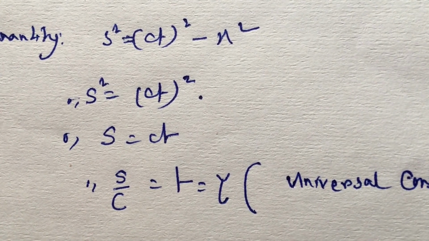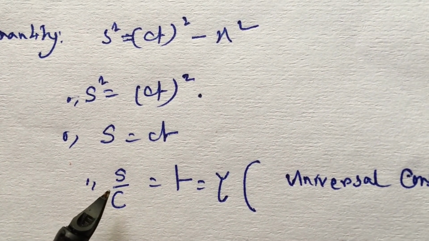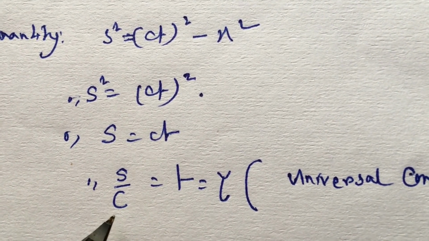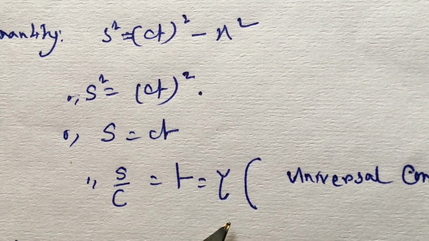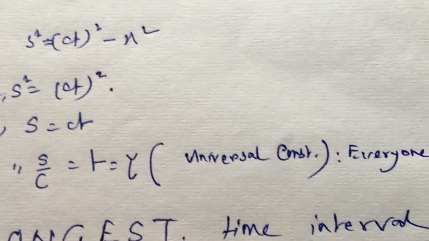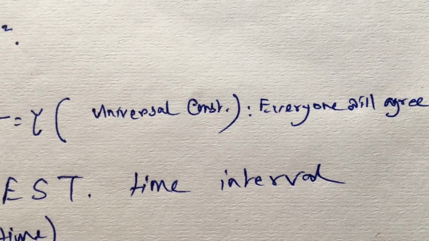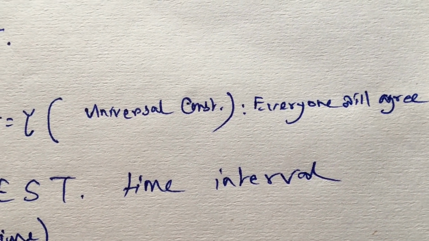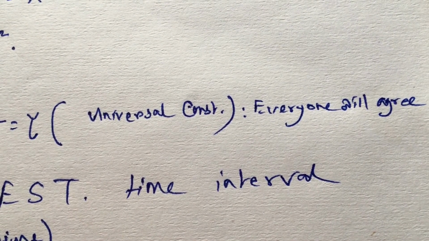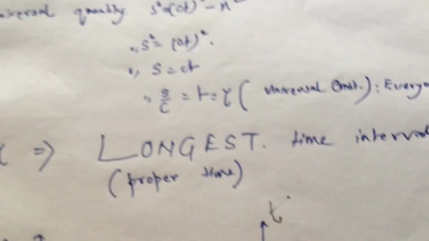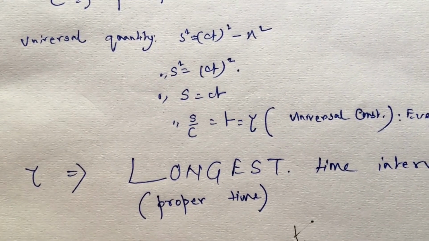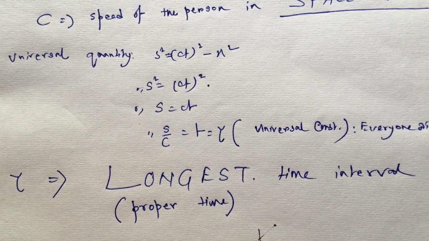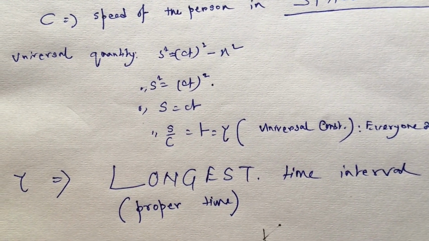s is a universal constant, because s squared is a universal constant, so s is a universal constant. c is the speed of light in vacuum, so it's a universal constant, which gives me tau as a universal constant, which means everyone will measure the same tau, and tau has a special name, which is called proper time, and that is the longest time interval. The longest time interval is tau.